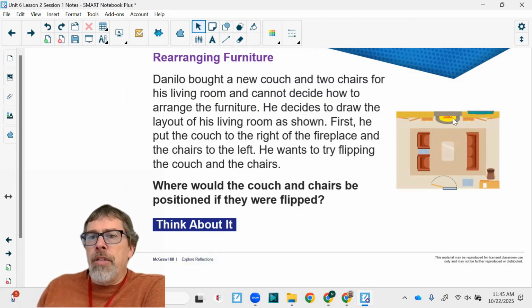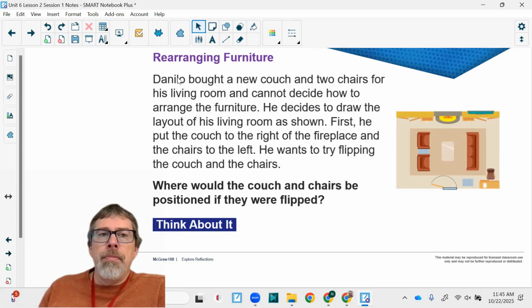Okay, here's the fireplace here. So first he put the couch to the right of the fireplace when you're facing the fireplace, and the chairs to the left. He wants to try flipping the couch and the chairs. Where would the couch and chairs be positioned if they were flipped?